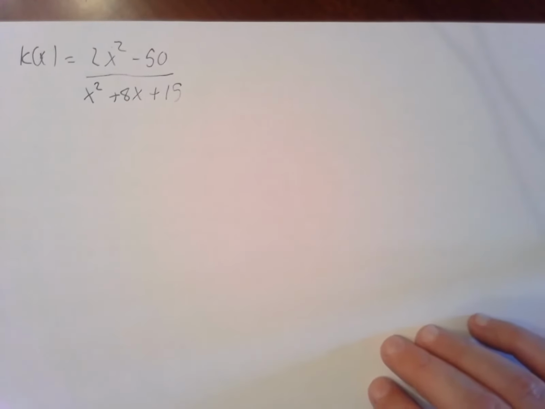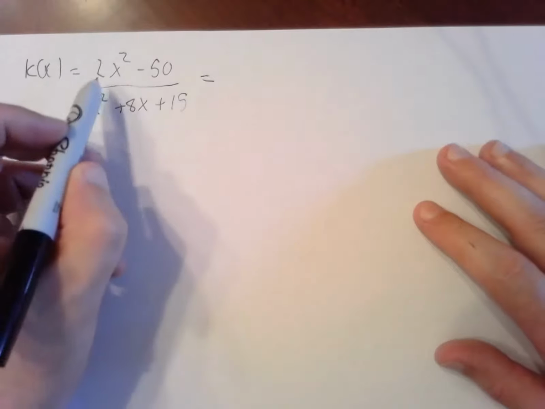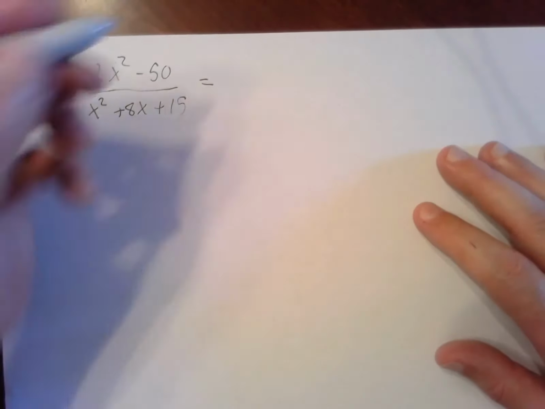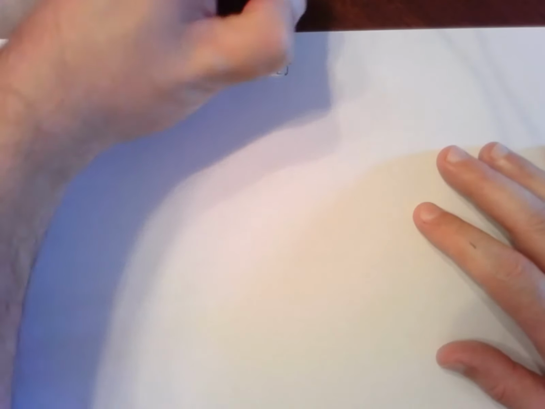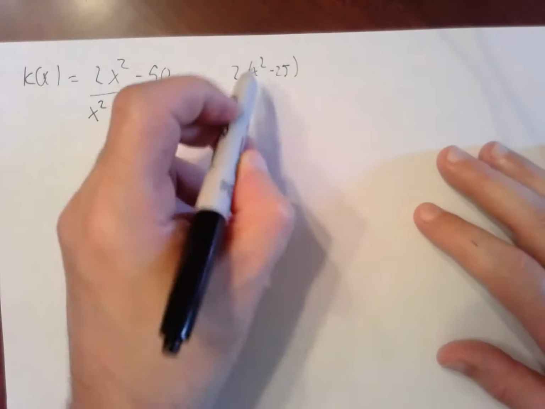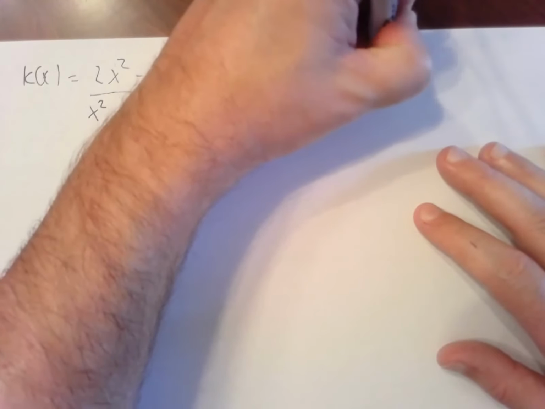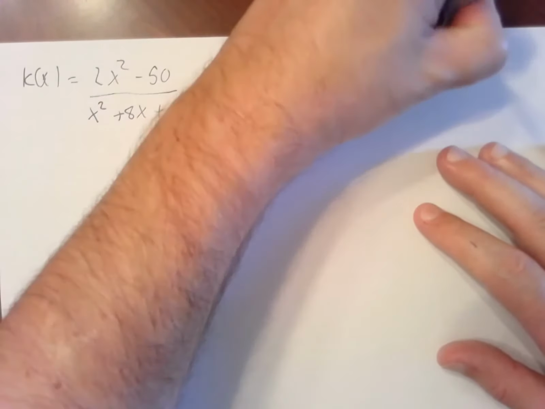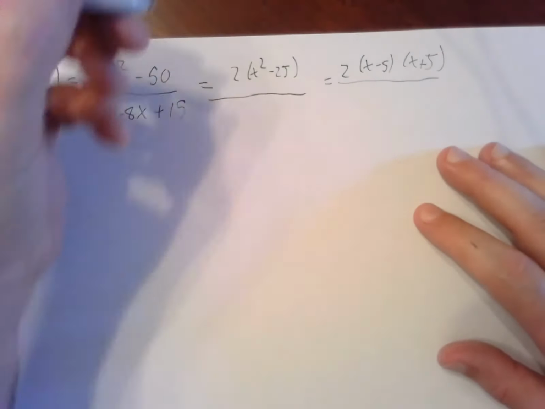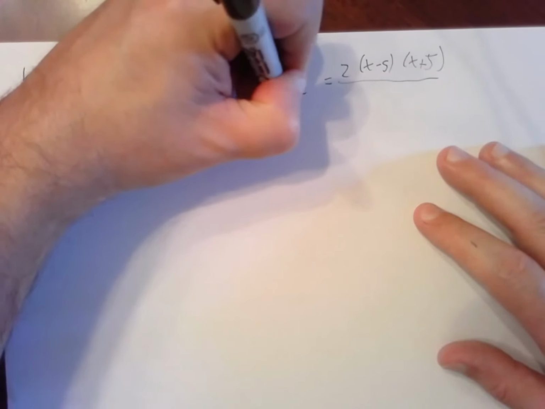Okay, so now we're going to graph this guy. Our first step, what we're supposed to do is factor top and bottom. So I could factor, say, a 2 out of the top. X squared minus 25. Hey, that's a difference of squares. I could factor that again. 2, x minus 5, x plus 5. And then the bottom, that's x plus 5, x plus 3.